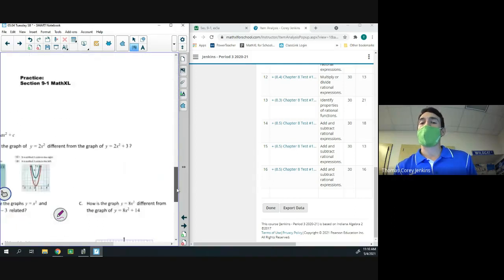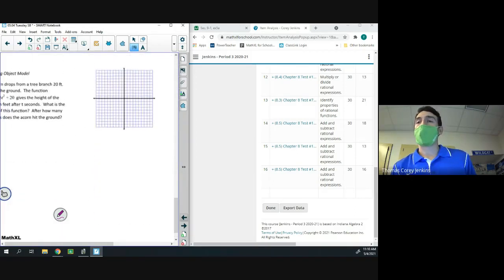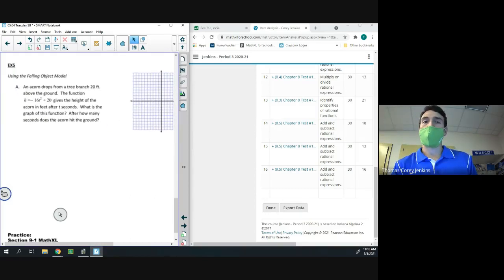What we did not do yesterday was the word problem. So we're going to finish up with a video of that. All right, so it says, an acorn drops from a tree branch 20 feet above the ground. The function h equals negative 16t squared plus 20 gives the height of the acorn in feet after t seconds. What is the graph of the function? And then also, how many seconds does it take for the acorn to hit the ground?